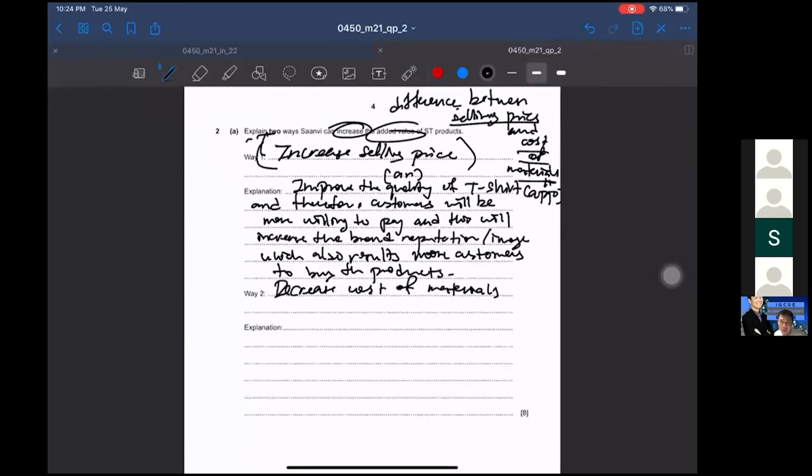Can application points be repeated? For the same question, you try not to repeat the application, but you can use the application for other questions. Let's say, for example, if I write t-shirt in way 1, I cannot write t-shirt in way 2. Better not to write the same application, but actually some mark schemes accept the same application in the same question, though I would suggest using a different application.